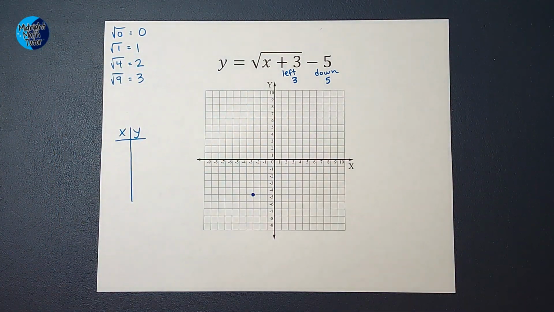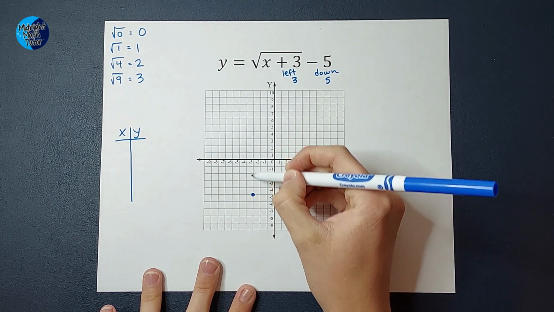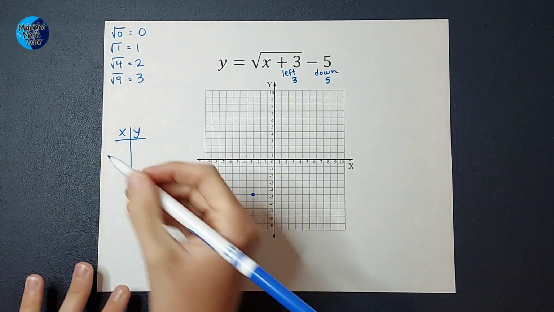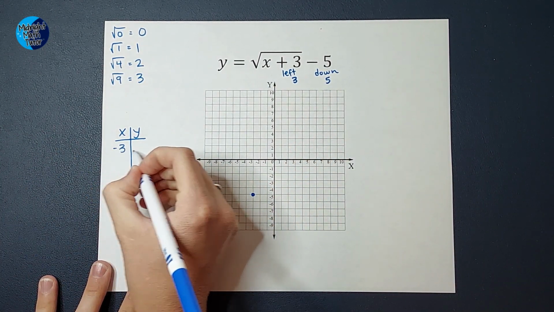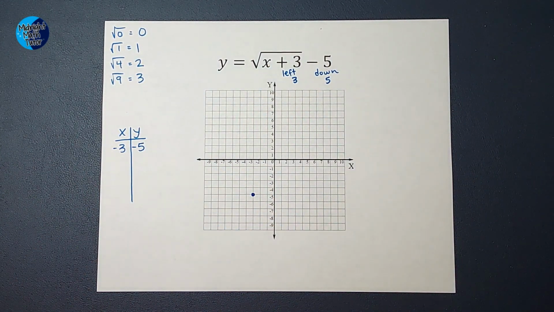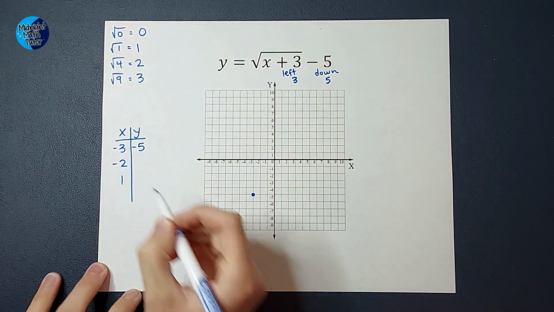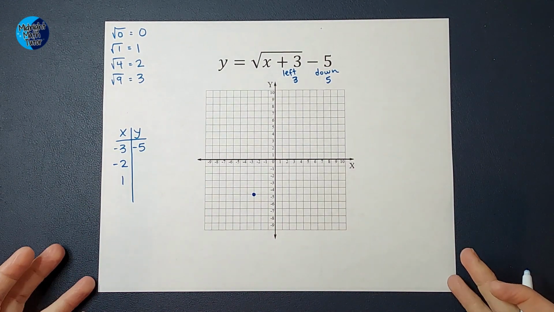But I'm going to plug in, well, first of all, sorry, I'm getting ahead of myself. If I were to plug in -3, I would get -5, because that is already a point I know on my graph. If you want to double check, go ahead and plug it in. So I know that one. I am also going to plug in -2 and 1 and see what happens with this graph.